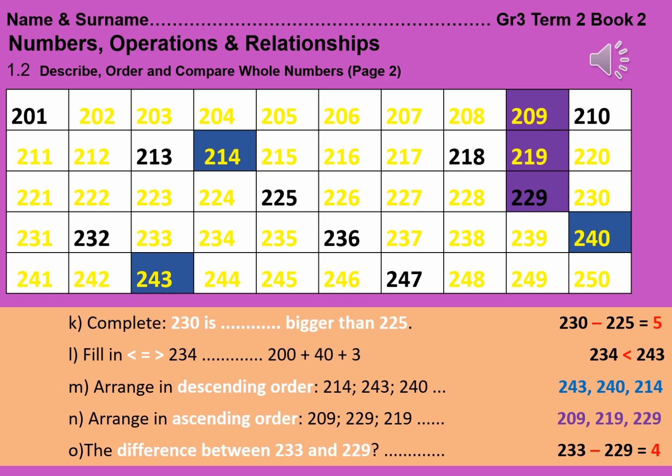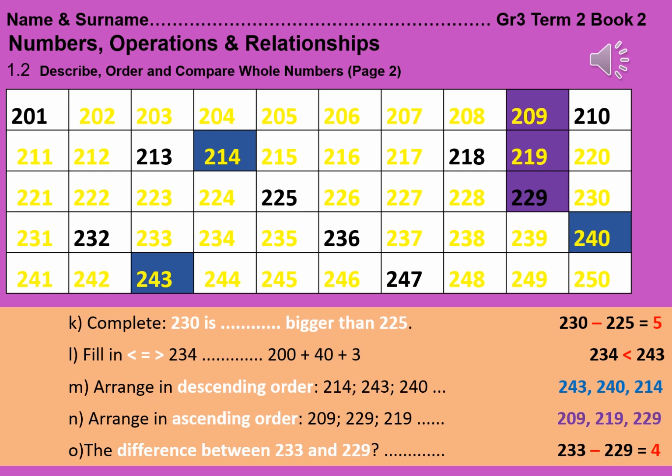Number N, please arrange in ascending order. Ascending means we are going up the mountain. They've given you 3 options, which I've marked on the chart in purple. 209, 219, and 229. Now looking at what is the smallest number? Yes, it's 209. We're counting in tens. 219 is the next one, and the third one is 229.